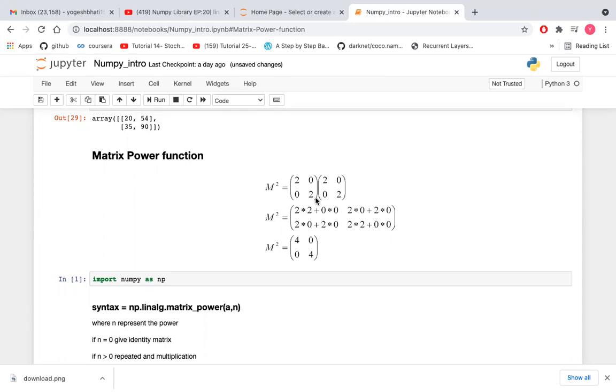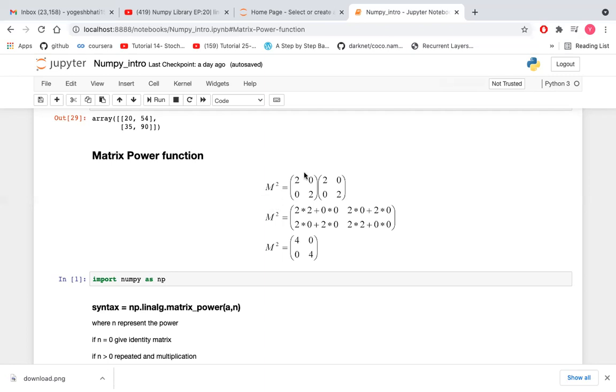To do a matrix power function, there is one condition: it works on a square matrix, which means the number of rows and the number of columns should be equal. Then only is the matrix power function possible. So how does it work? Here M to the power 2 does not mean every element is squared. If it were squared, the value would be [[4, 0], [0, 4]]. Yes, we are getting the same result here, but that is not how the matrix power is calculated.